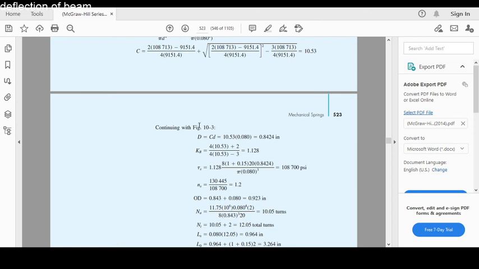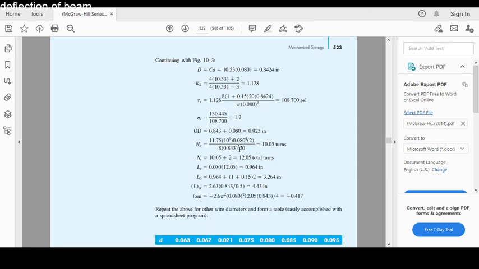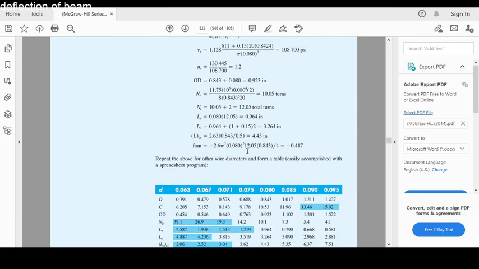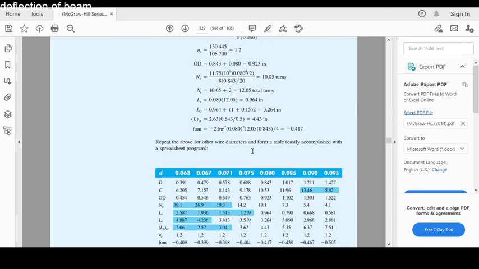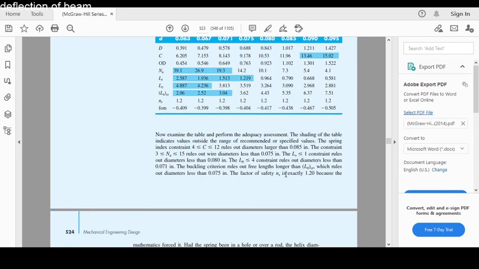Continue with figure 10.3. You can get this equation for the outside diameter. And then repeat the above for other wire diameters to form a table, easily accomplished with a spreadsheet program, meaning using Microsoft Excel. You can get this equation. Now examine the table for adequacy assessment.